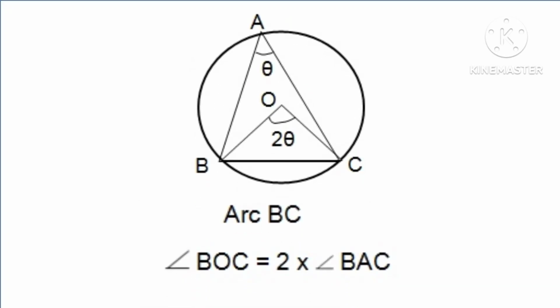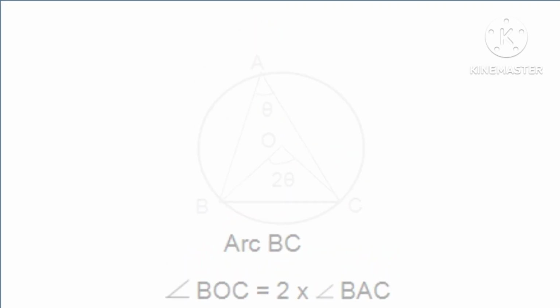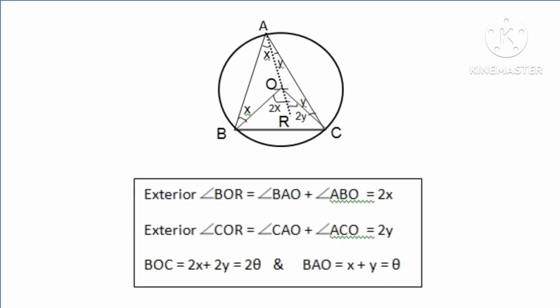33. The angle subtended by an arc of a circle at the circumference is half the angle subtended at the center. Referring to the figure, angle BAC is half of angle BOC. To prove this, join AO and extend it to R. Now, using the external angle theorem, we can prove this as shown in the figure.